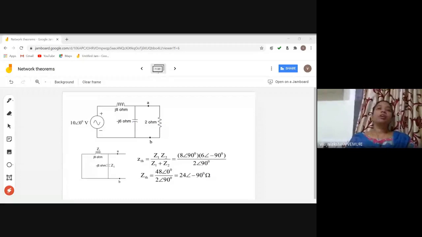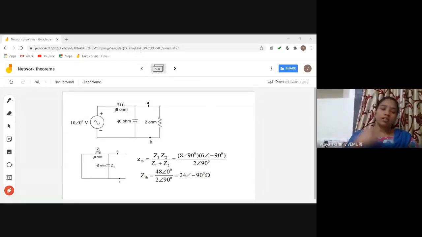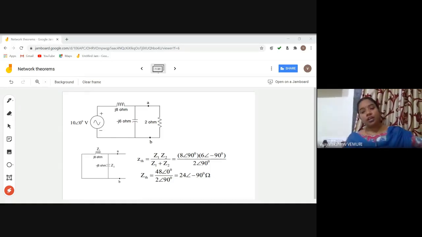AC problems are a bit time consuming. Even though the method is very simple, the calculation part is time consuming because it involves polar and rectangular conversions. The problems are very easy to solve, but they are time consuming. Make it fast. So ZTH is equal to 24 at an angle minus 90.